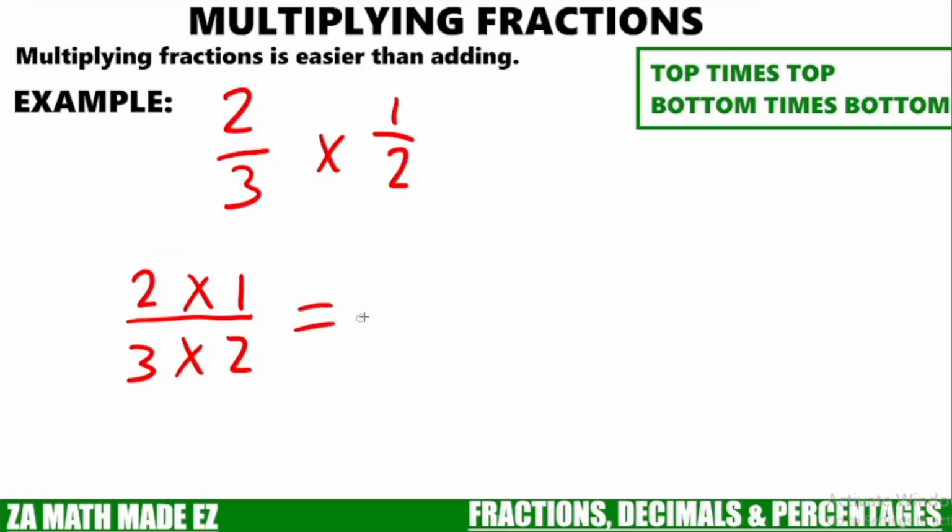And then 2 times 1 is equal to 2. 3 times 2 is equal to 6. That's 2 over 6. But wait, 2 over 6 can be simplified into 1 over 3. So you divide 2 by 2, that equals 1, and 6 by 2, that equals 3. So it's a third. Just remember, tops times tops, bottoms times bottoms.